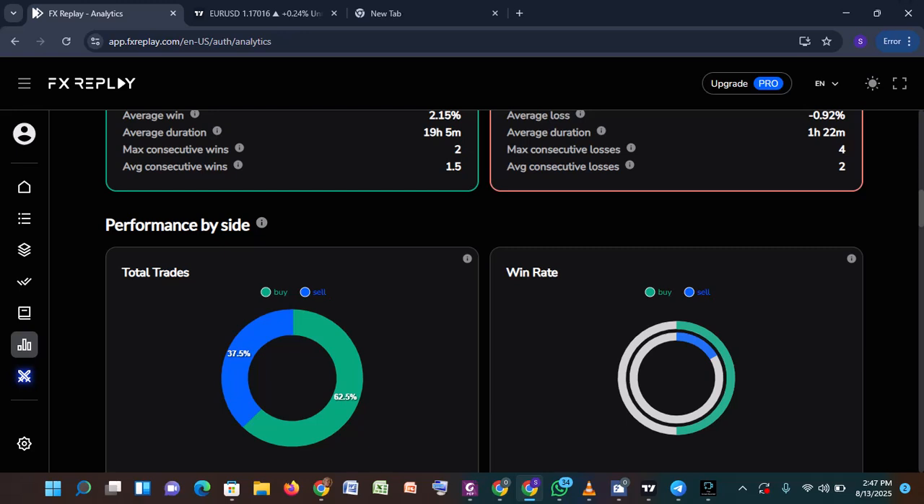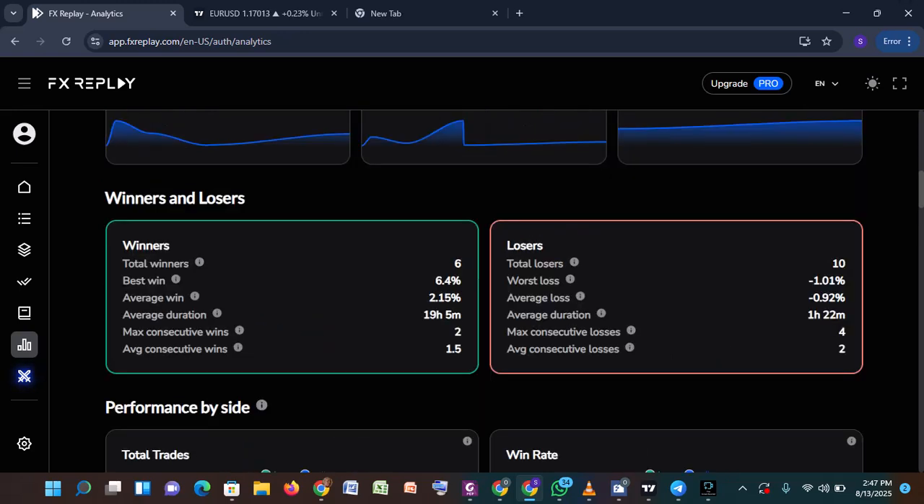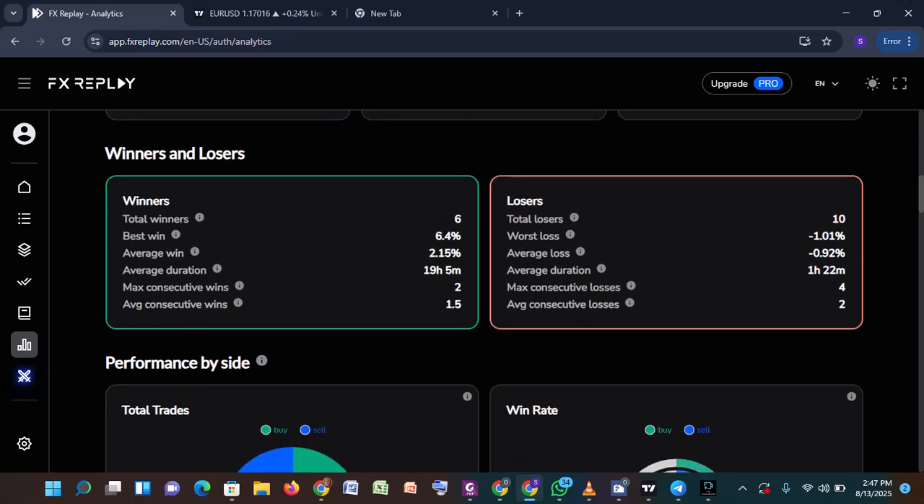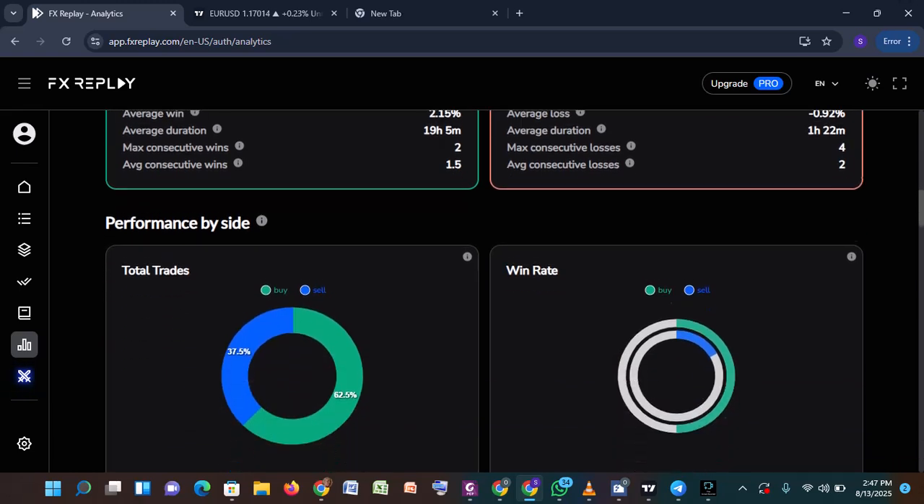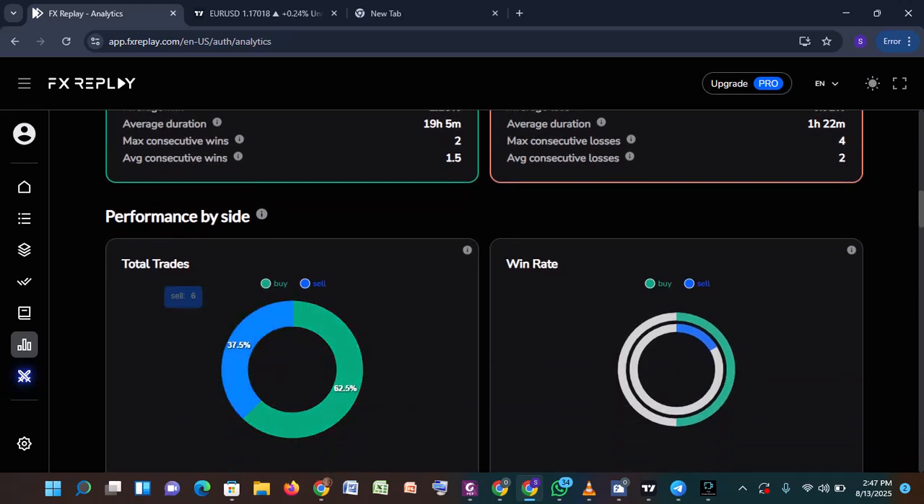Although you can try to increase your win rate, it is better for you to increase your win rates as you have more profit, and yeah, it helps your psychology as well. So try to increase your win rates, right? So let's move on. You can see the total trades, right?